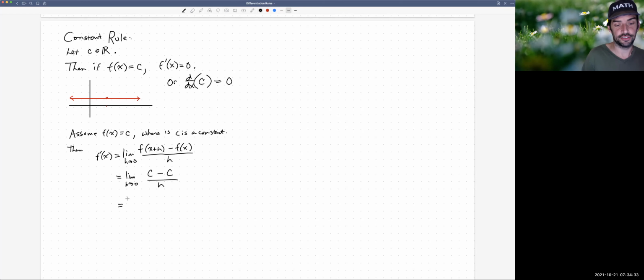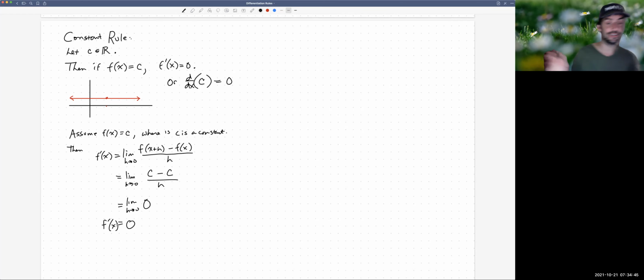C minus C is 0. So we get 0 over h, which is just 0. The limit of a constant is that constant. So this limit is 0. And so we get that f prime of x is equal to 0. So we don't need to do this anymore. Anytime now that we see a function that's a constant and we want the derivative of that function, we know it's 0. We don't have to do these steps, right?